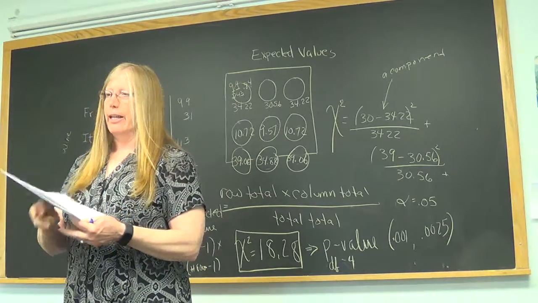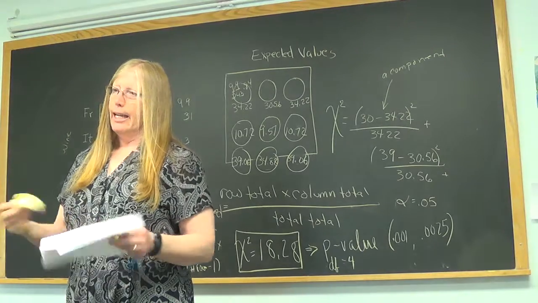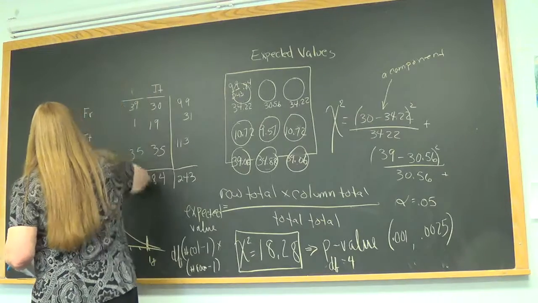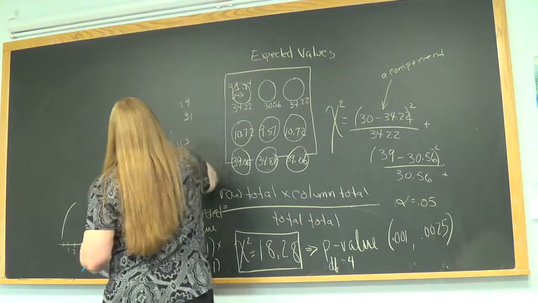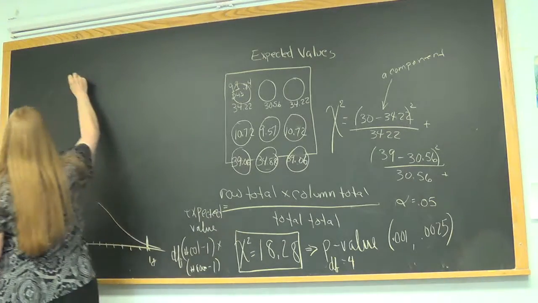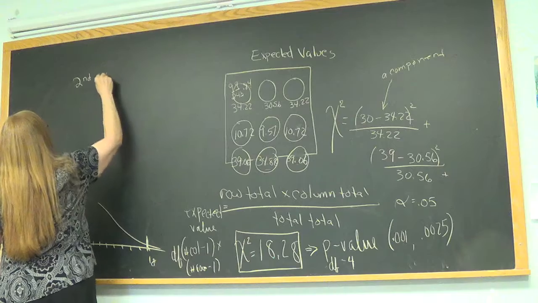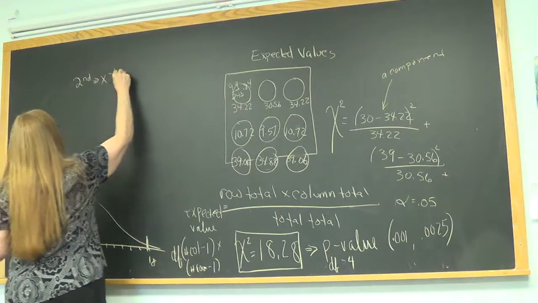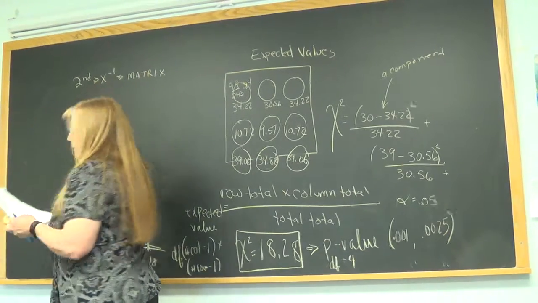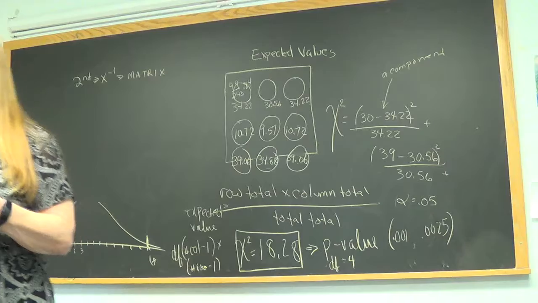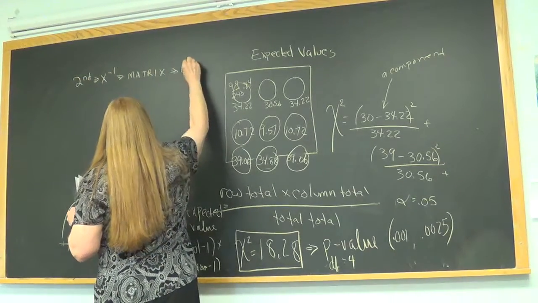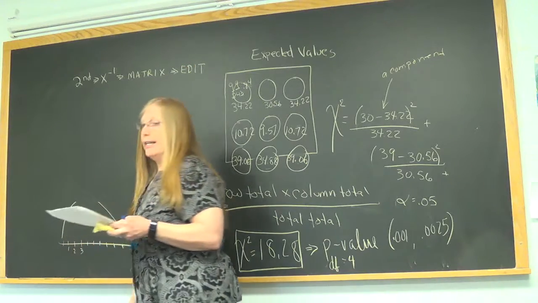Alright, go on your calculator. We're going to show you how to set up a chi-squared test for homogeneity where you have a two-way table. We'll do the one with the wines. I'm going to erase this, but you have the data in front of you. I want you to go to second, x inverse, x to the minus 1. It'll take you up to matrix. If you find it, help your neighbor find it. After you get to matrix, you want to go to edit.